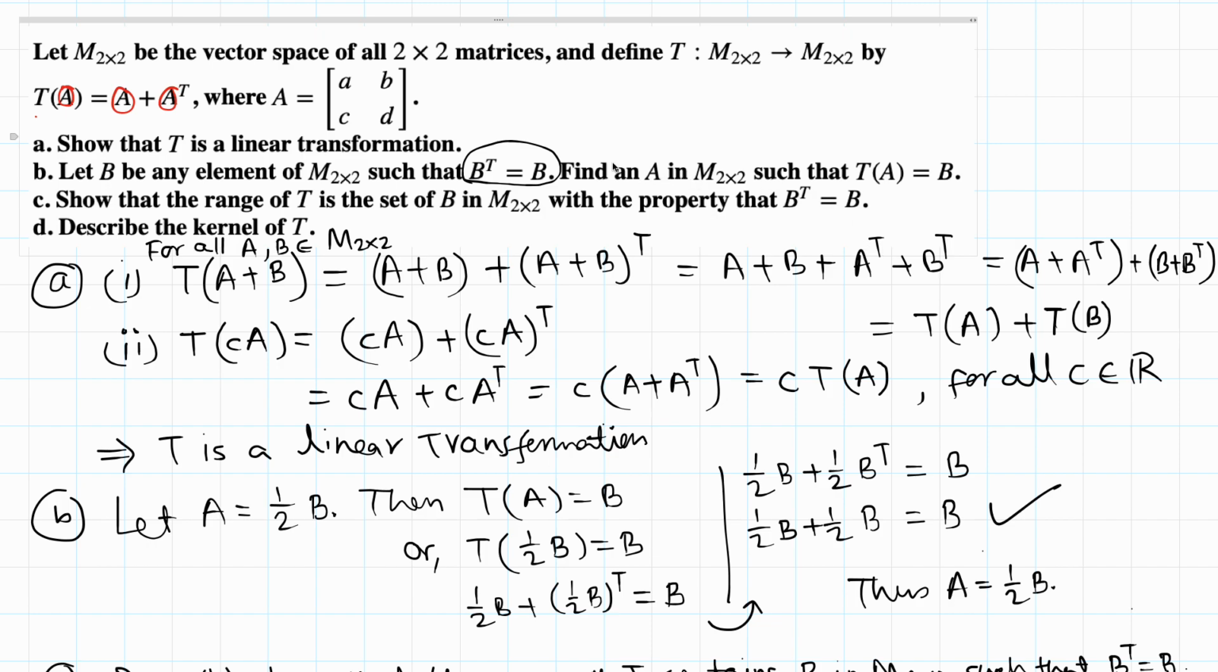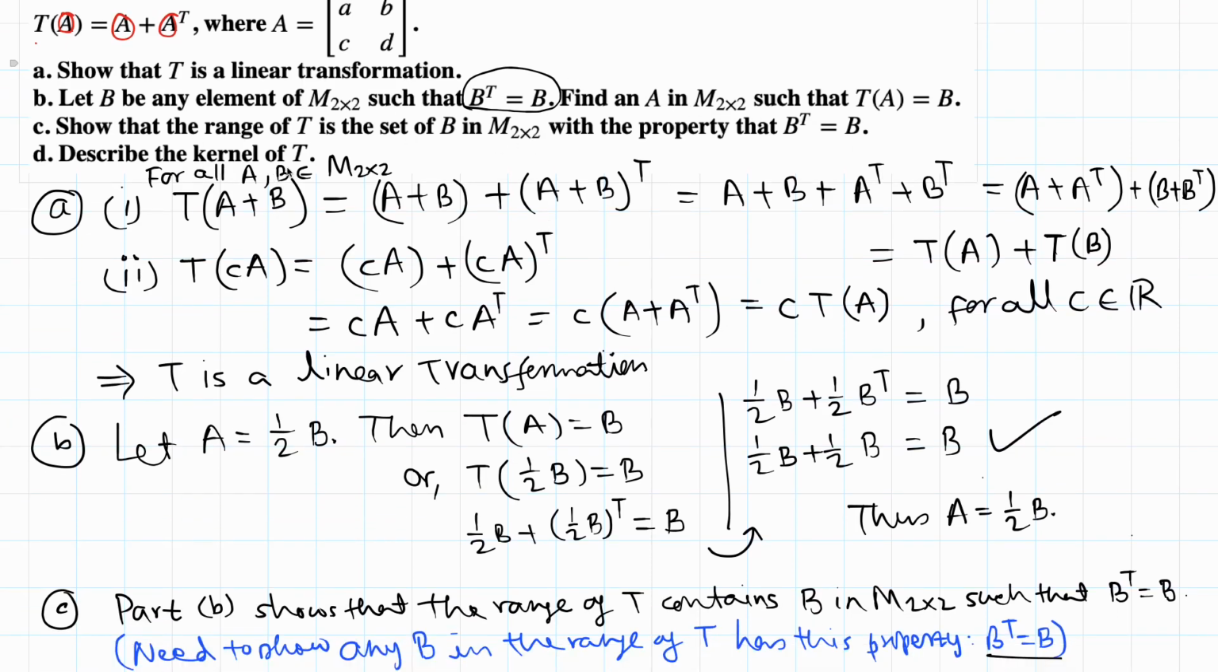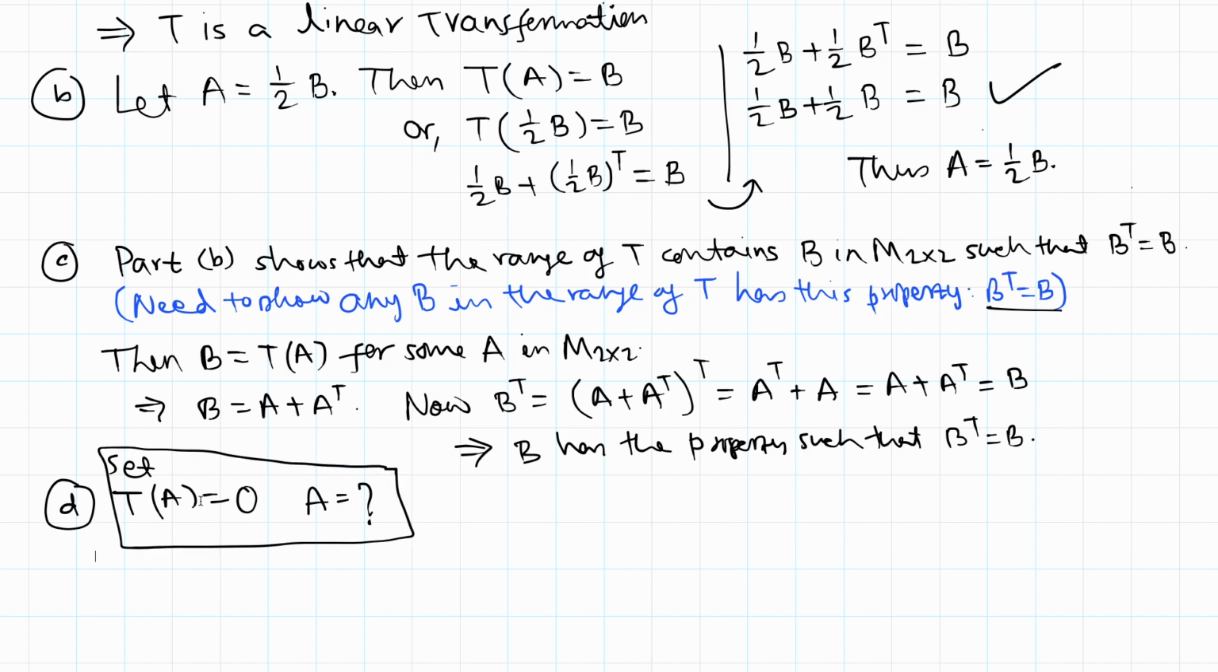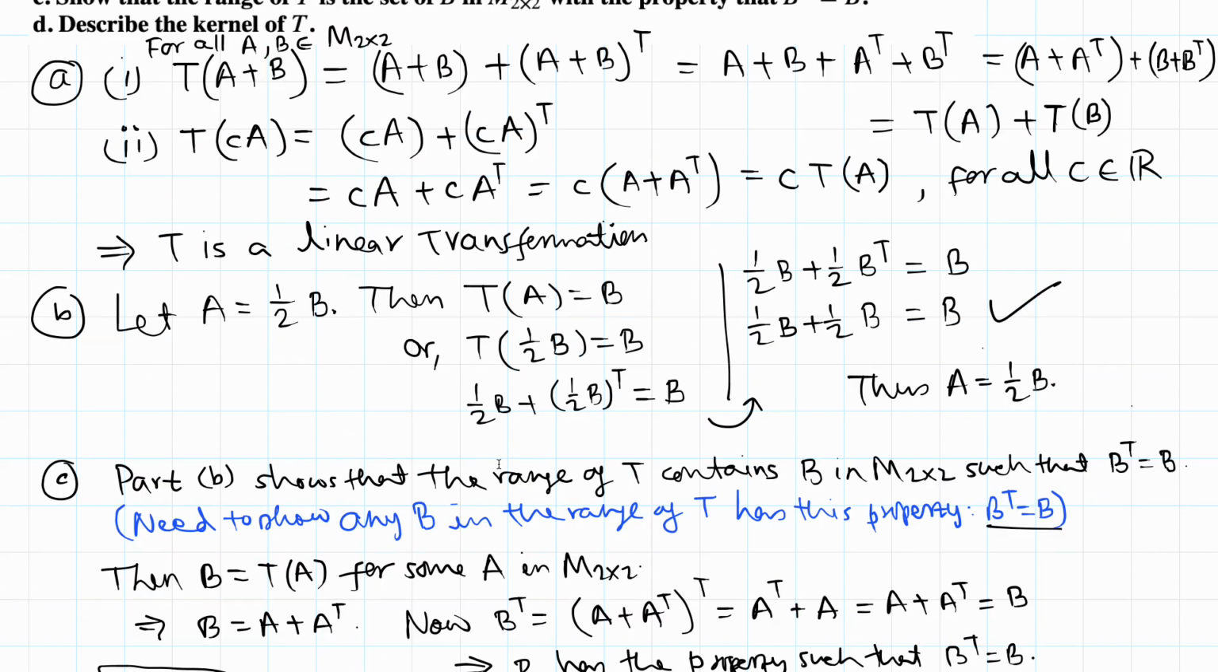Okay, so next, describe the kernel of T. Kernel means we need to find all A that are mapped to the 0 element of the codomain. So part D. Describe means we set T of A equals 0. The 0 matrix, by the way, which we can also call a vector. T of A equals 0, and what is A? That's what we are doing. Describe the kernel.